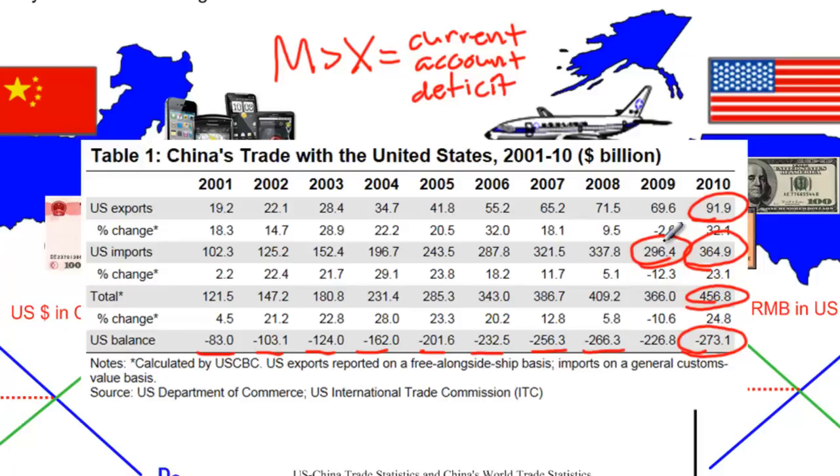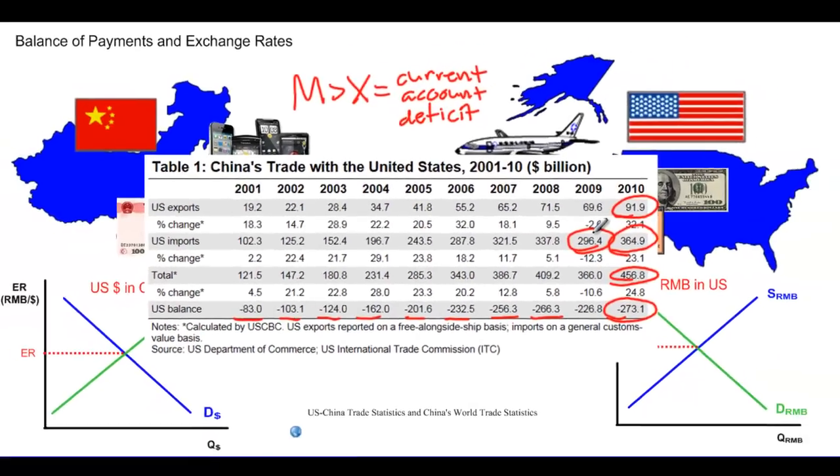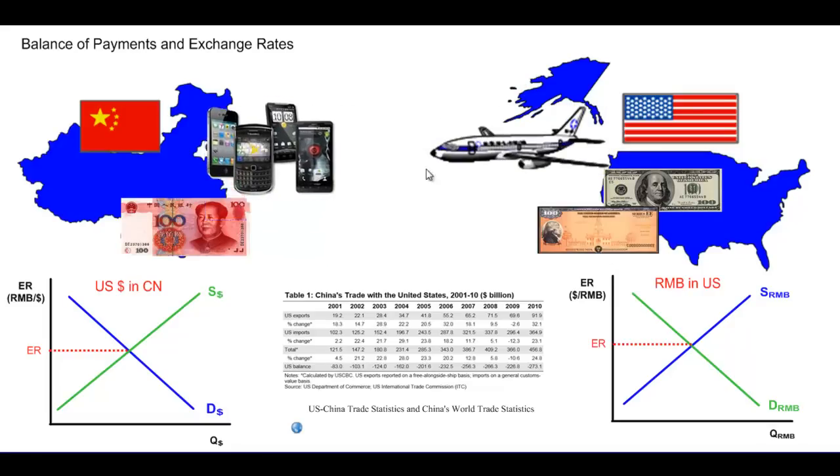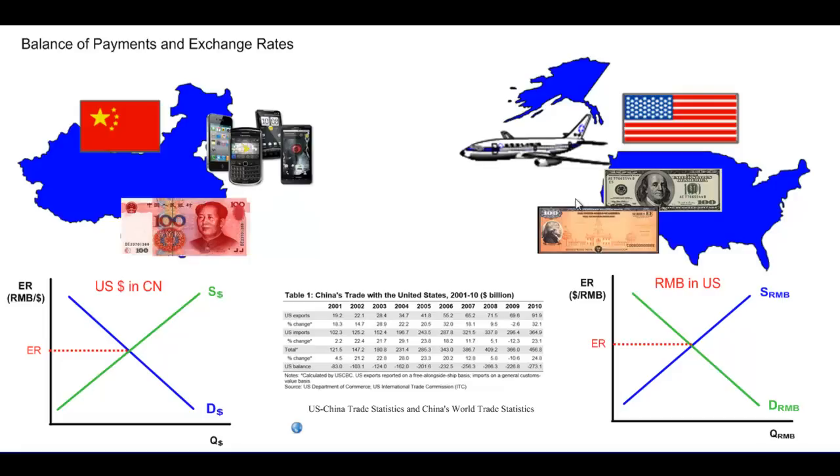Now let's move this table aside and illustrate what this would look like graphically on the foreign exchange markets for the US dollars in China and for the Chinese RMB in the United States. So let's imagine a simplified version of the trade that takes place between the United States and China. The United States produces airplanes, and we're going to assume that China produces smartphones.